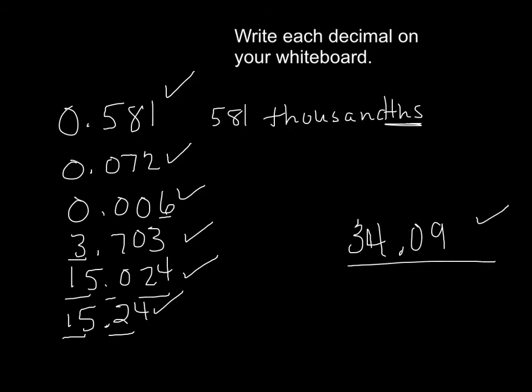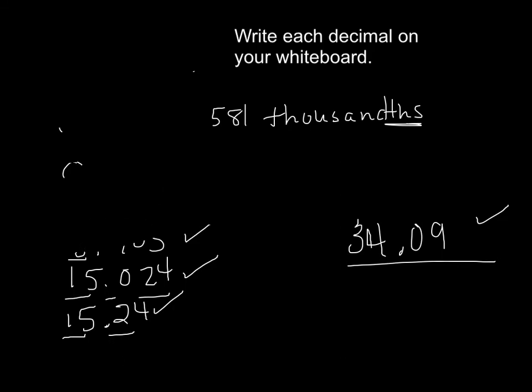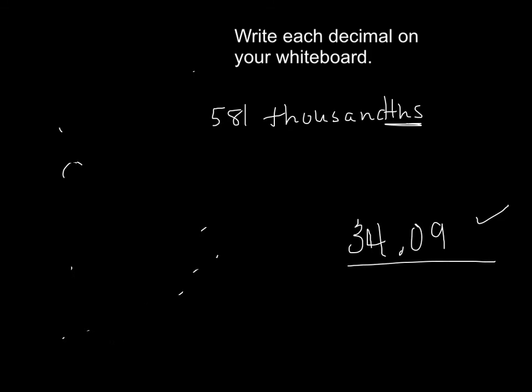This time I'm going to say the decimal and you write it on your board. So the first one is 367 thousandths. Again, it's 367 thousandths. The next one is 51 thousandths. Then we have 9 and 634 thousandths.